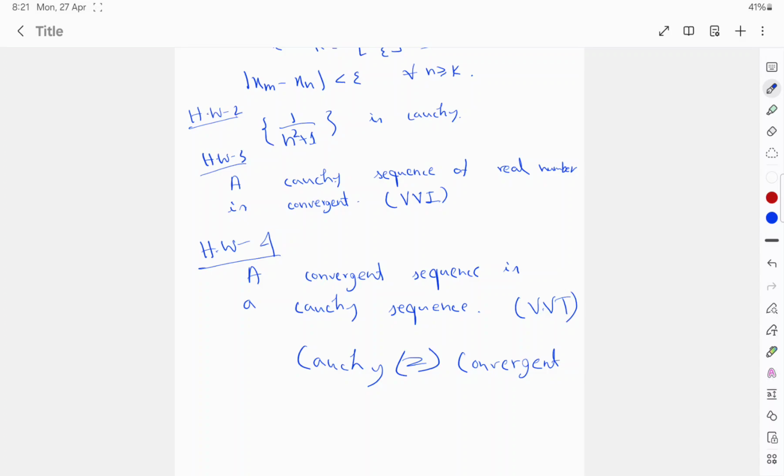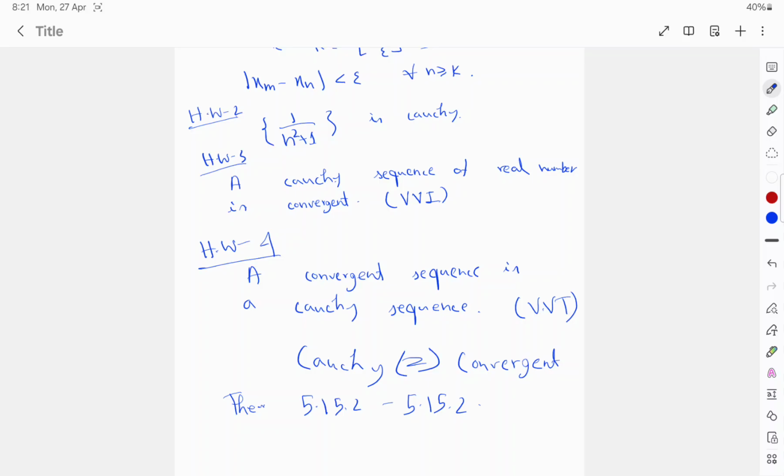Basically in the book it is theorem 5.15.2 and 5.15.3. This is according to my book. Maybe if you have a different book, the numbers may be different. Okay, so this is what you have.